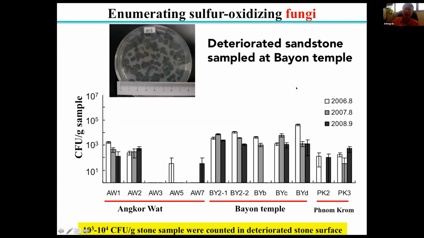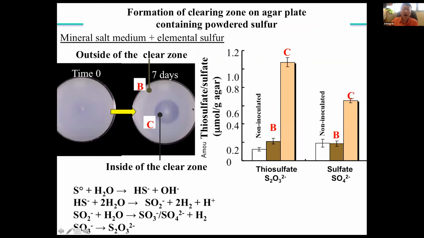And similarly, if we monitor another group of microorganisms, which are fungi, at Angkor Wat, Angkor Thom, and also Non-chrome, which are 3 different sites, you can see that the fungi which can oxidize sulfur have populations between 100 to 200 per gram of material. But these are culturable fungi, which are much less than the total number of fungi, but we found them on the temple.